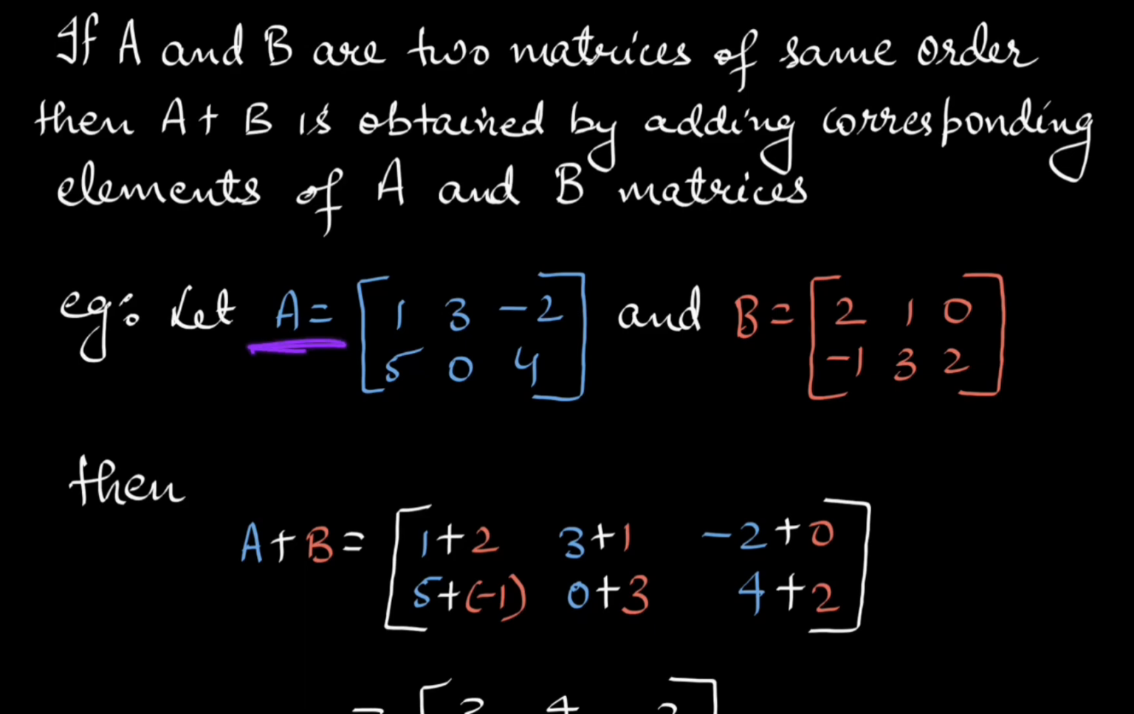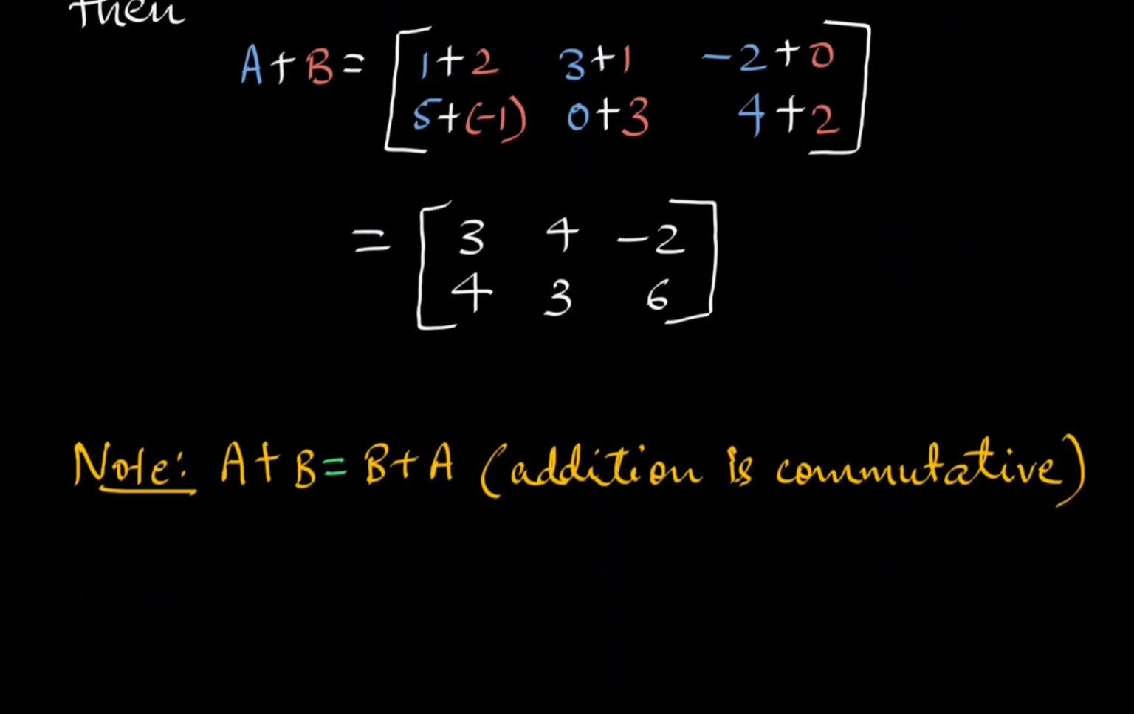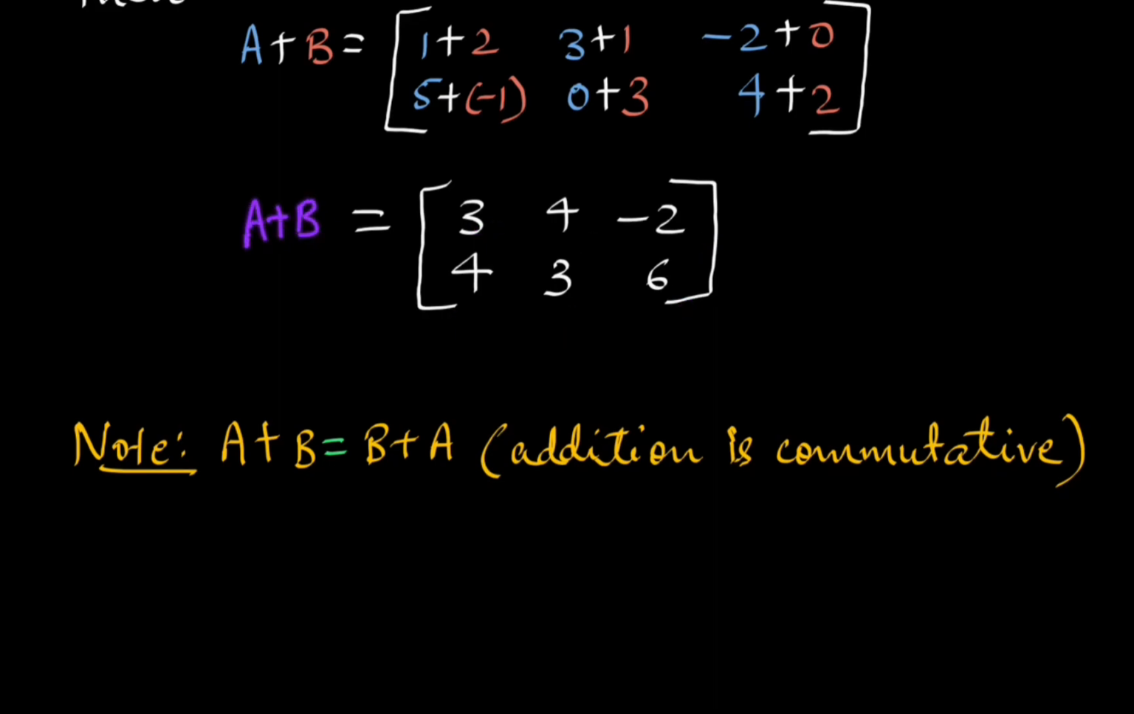For example, if this is the given matrix A, this is the given matrix B, then for adding A and B, you will simply add the A11 and B11 elements. That will be 1 plus 2, that makes it 3. Then you will add A12 and B12: 3 plus 1. Similarly, minus 2 plus 0, 5 plus minus 1, 0 plus 3, and 4 plus 2. This will give you the addition matrix as 3, 4, minus 2, 4, 3, 6. So this is your addition of matrices A and B.